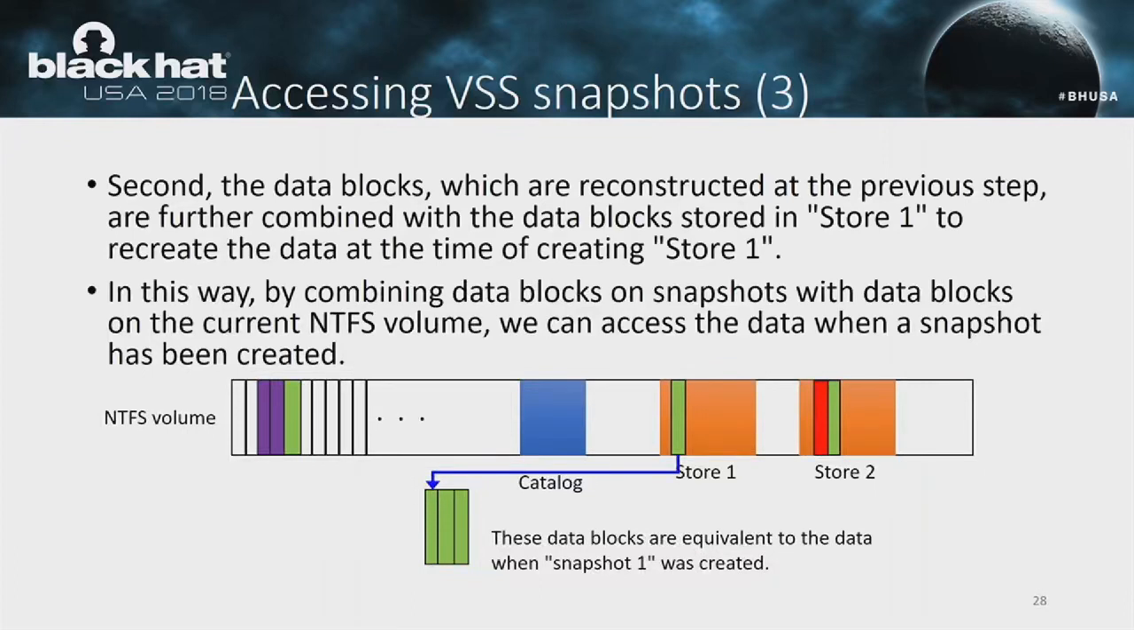Second, the data blocks, which are reconstructed at the previous step, are further combined with the data blocks stored in store 1 to recreate the data at the time of creating store 1, like this. In this way, by combining data blocks on snapshots with data blocks on the current NTFS volume, we can access the data when a snapshot has been created.